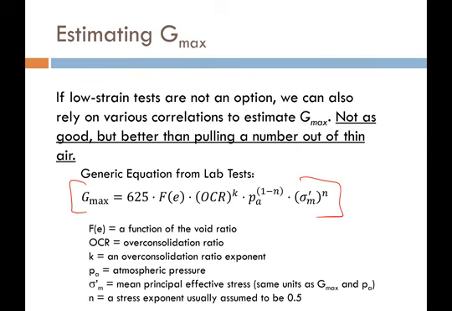And this is from a large series of laboratory tests that were performed on a wide variety of soils. You can see basically this equation is a function of the void ratio, of the over-consolidation ratio of the soil. K is a function of OCR as well. Atmospheric pressure, which is known or given. The mean principal effective stress, which I think we'll talk about in a second. And then a stress exponent, which we usually assume to be equal to 0.5.